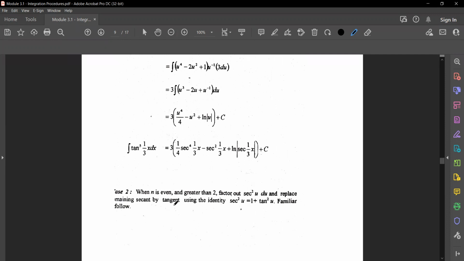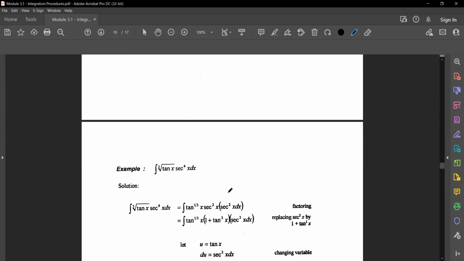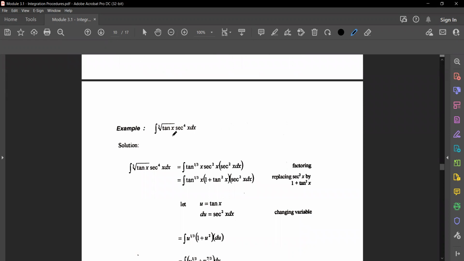For case 2 naman, that is when n is even and greater than 2. Okay, so hindi siya 2 but greater than 2. So meaning it's 4, 6, 8, 10, and so on. And so we use these trigonometric identities again, same case with the other groups. So for example, we have the cube root of tan x multiplied by secant 4x.